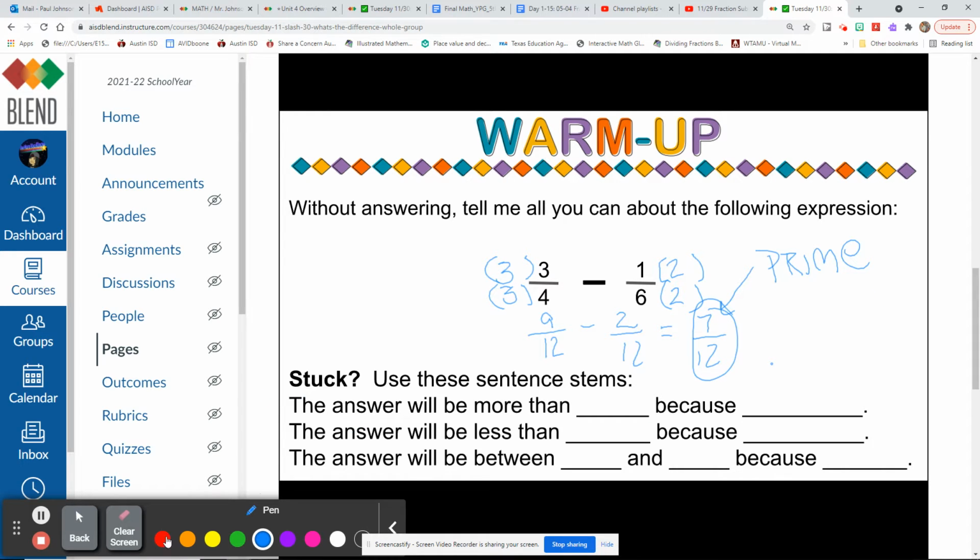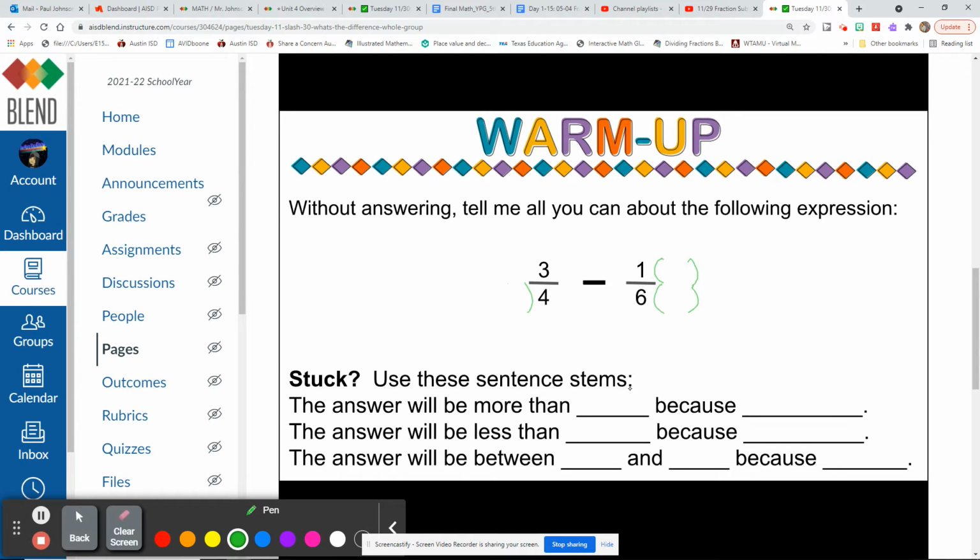Now let's go ahead and try this a different way. Let's do this if we turned our denominators into 24ths. So first thing we're going to do is multiply by the opposite denominator, because that works too. Since this side was sixths and this side was fourths, all you have to do is multiply by the opposite denominator.